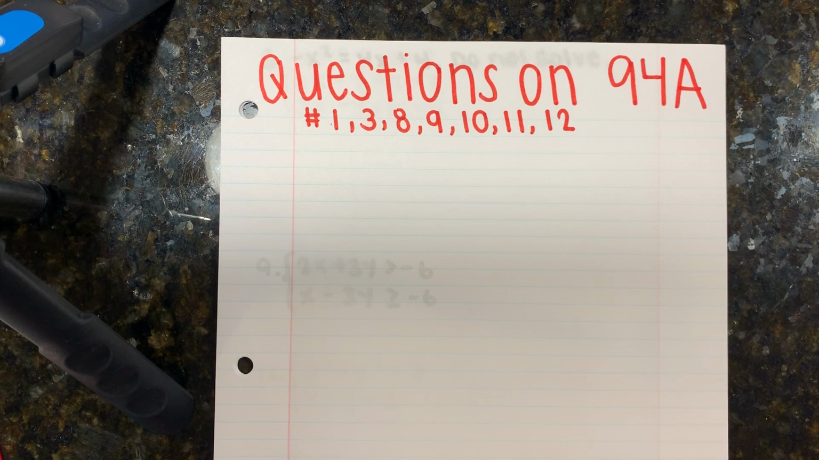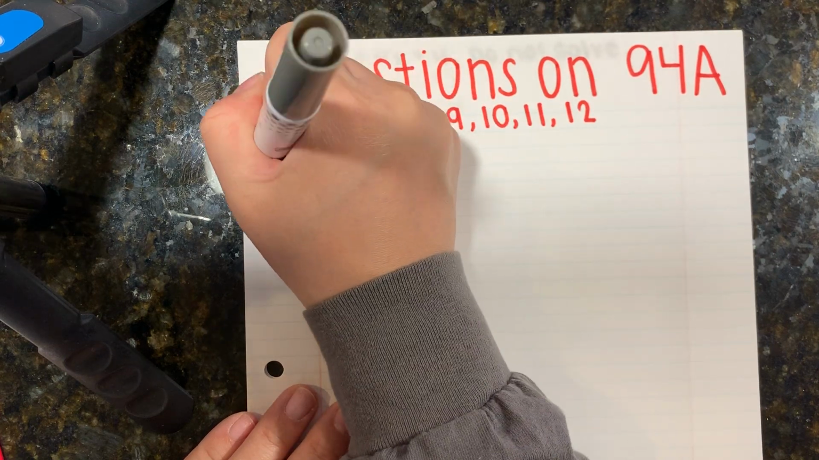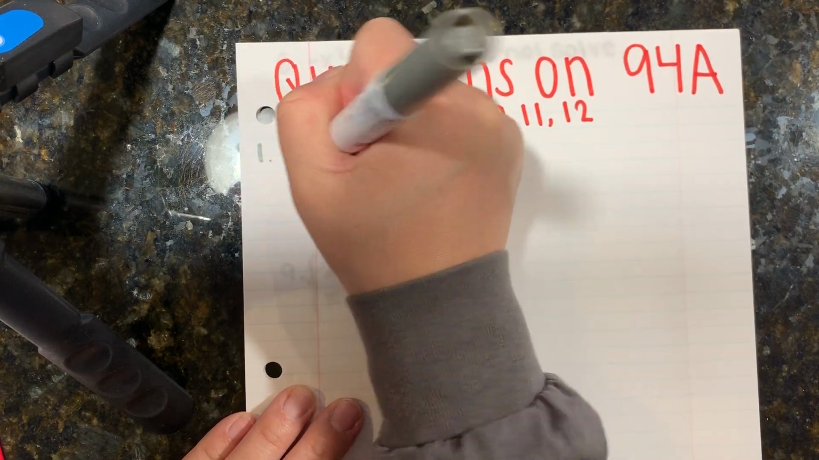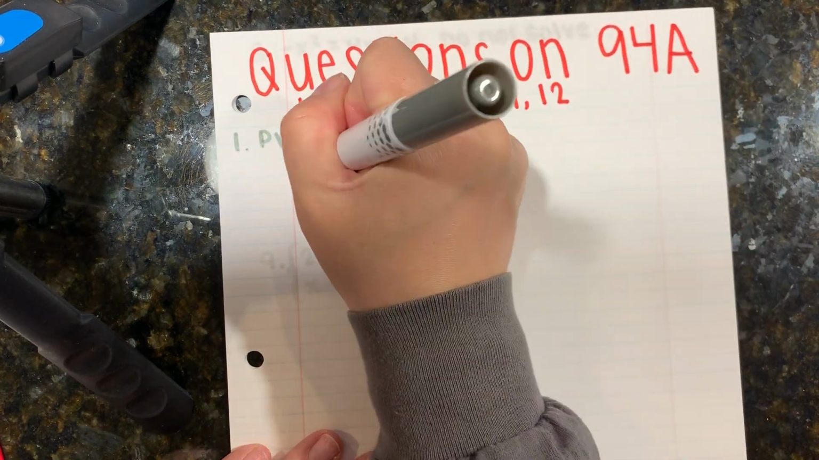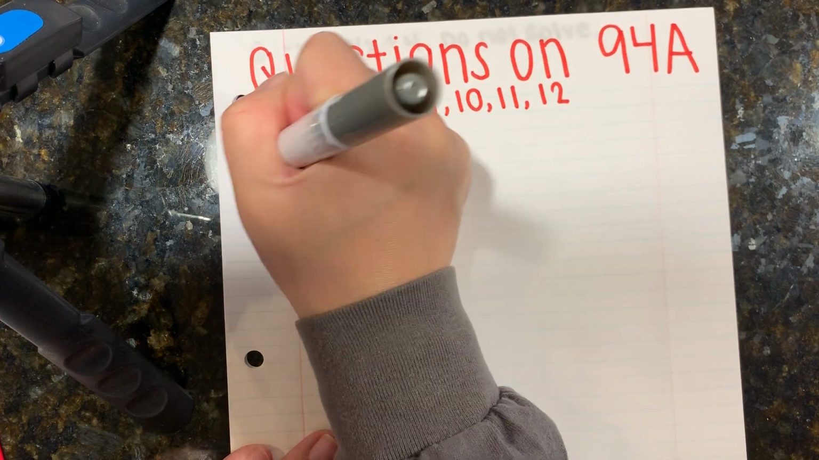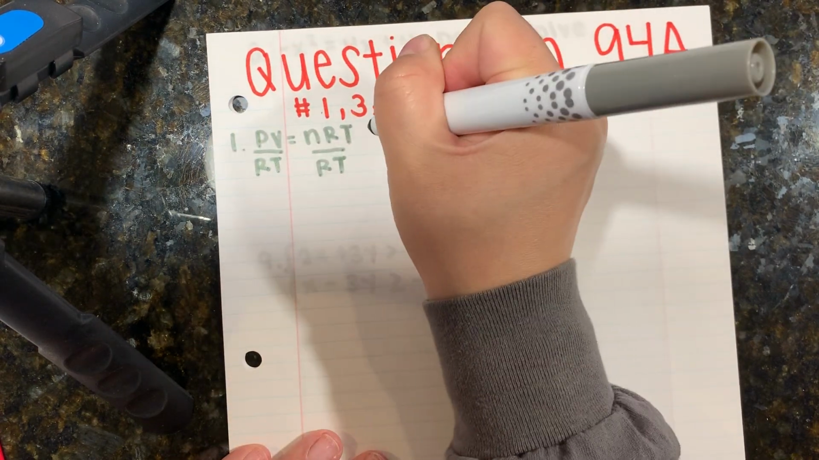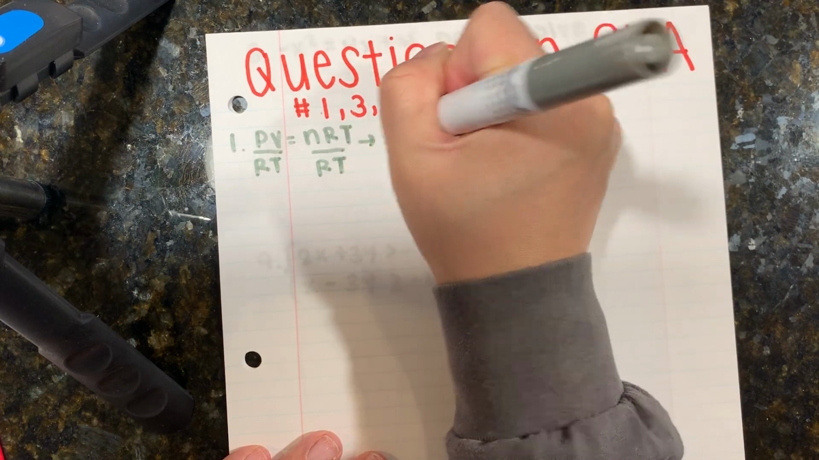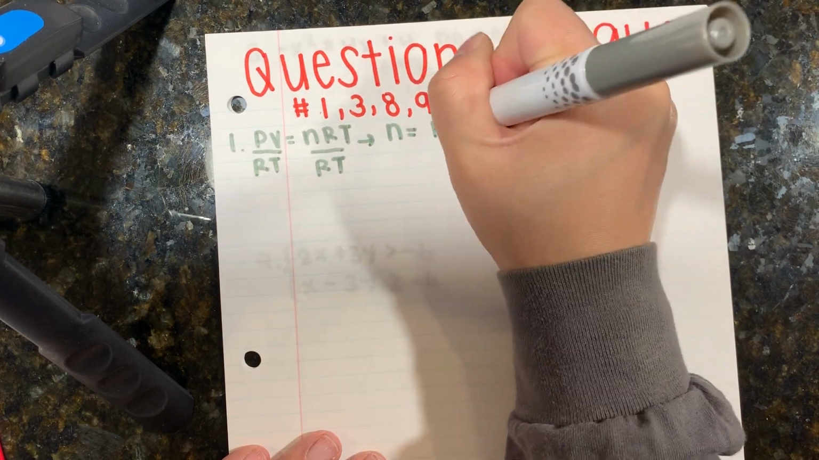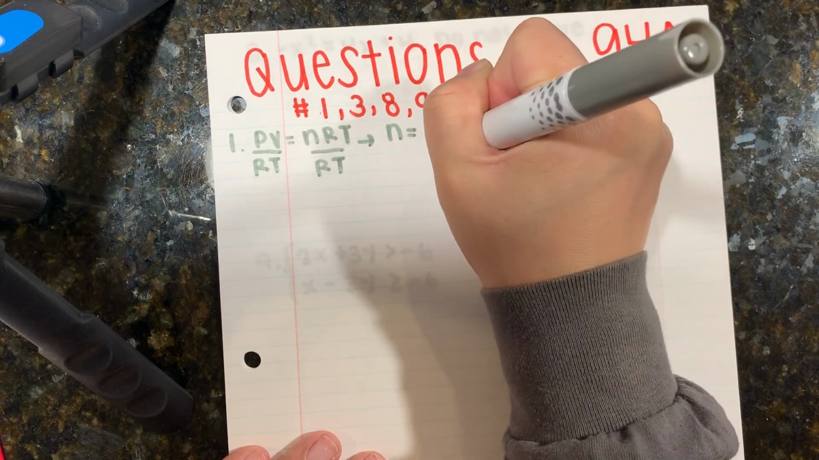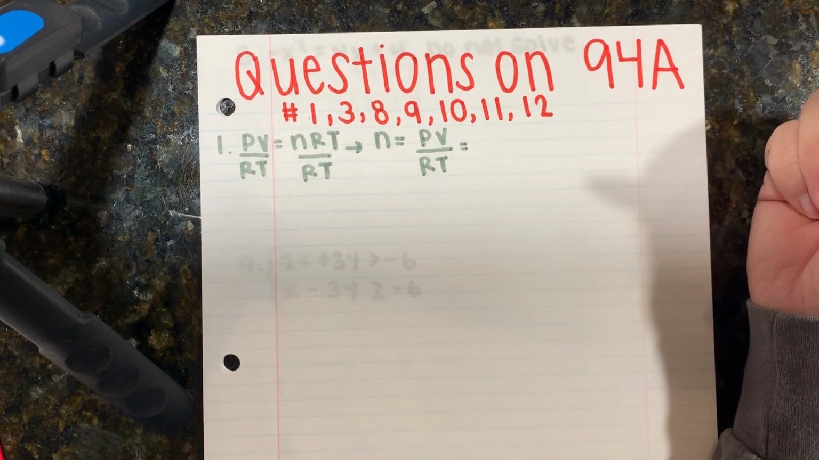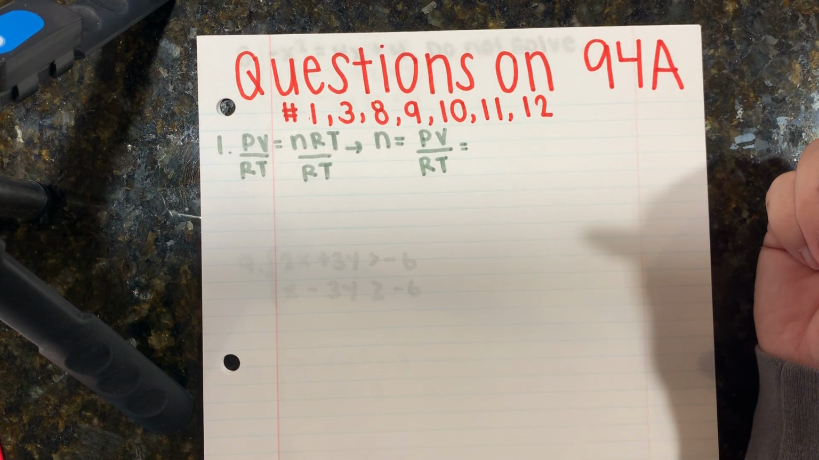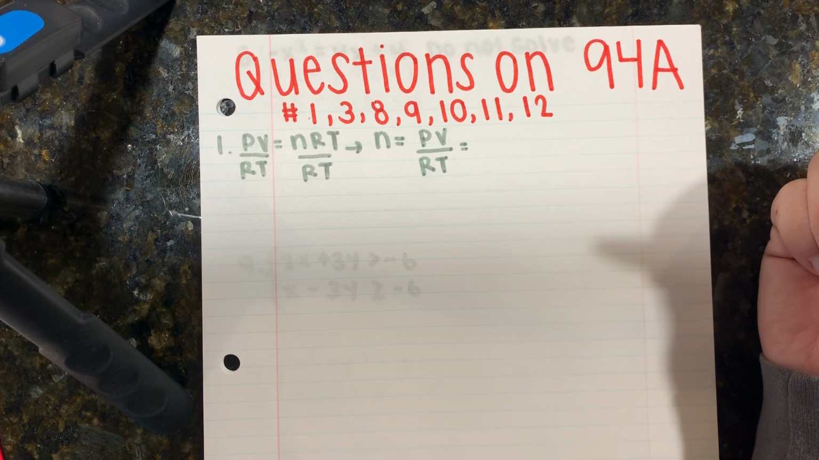So I am starting with the equation PV equals nRT. The first thing you need to do is solve this equation for N. So I'm going to start by dividing both sides by RT, which means that my equation is now N is equal to PV over RT. Now P is the pressure, V is the volume, R is that standard number 0.0821, and T is the temperature.